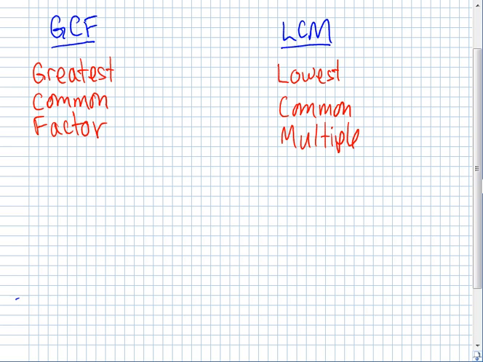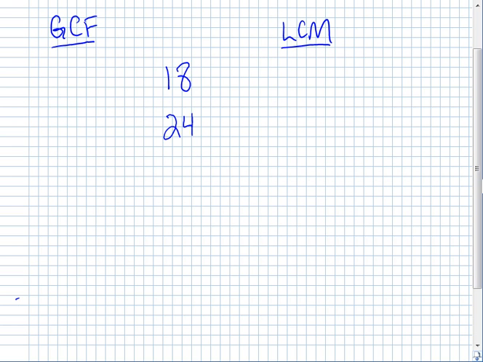In any case, we're just going to do a really quick review here, taking two numbers as an example. Take for example the numbers 18 and 24. The greatest common factor of 18 and 24 is the factor that is common to both, but the largest factor. So in other words, if you list out all the factors of 18 and 24, pick the largest one. So for 18, for example, it's 1, 2, 3, 6, 9, and 18.